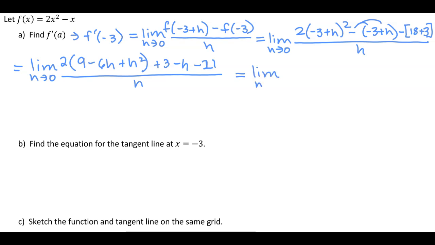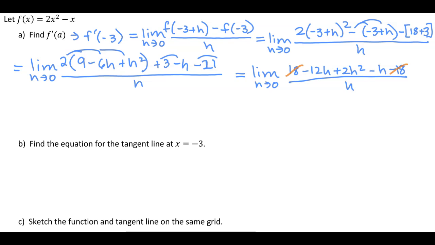This becomes the limit as h approaches 0 of 18, again distributing in here, minus 12h plus 2h squared. And then I can do just a little bit of combining while I'm in here. I'm going to give that a -h minus 18. And that's starting to look promising. So the 18s will drop out. It looks like that's the only thing that drops out, but I feel okay about that. I already got rid of some things earlier.